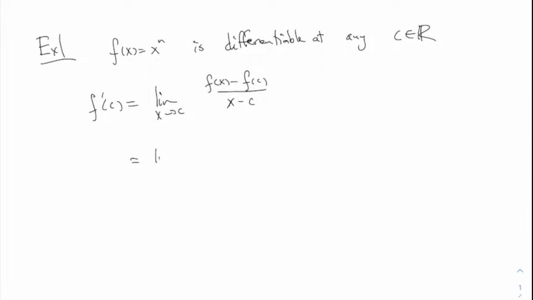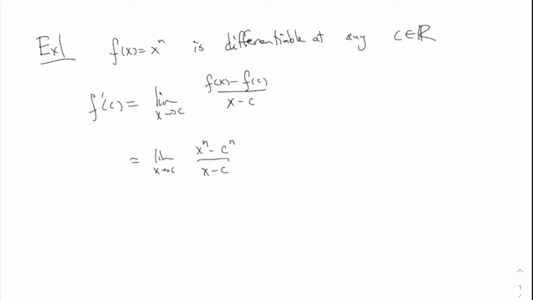This would say the limit as x goes to c of x to the n minus c to the n, divided by x minus c. Remember, f means nth power. So f of x is x to the n, and f of c is c to the n. Right? And now, can we simplify this at all?